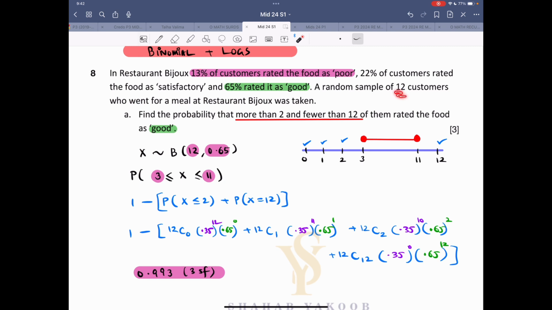A random sample of 12 customers who went for a meal at a restaurant was taken. Find the probability more than 2 and fewer than 12. Now this part also created an issue for a lot of people because of the inequality. Fewer than 12 does not include 12. More than 2 does not include 2. So basically this is 3, 4, 5, 6, 7, 8, 9, 10, 11. This is what you need to calculate. So what we do is calculate 0, 1, 2 and 12 and subtract. People skip this out.